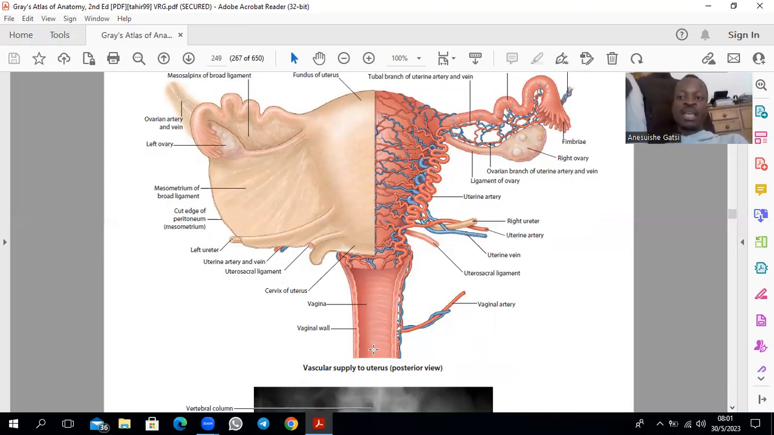There's a perineal part and a pelvic part. That's why you're going to see an opening in the pelvic diaphragm. Nothing fancy about it. There are no glands. It's lined by stratified squamous. Embryologically, it comes from the paramesonephric duct as well as your urogenital sinus. Right.